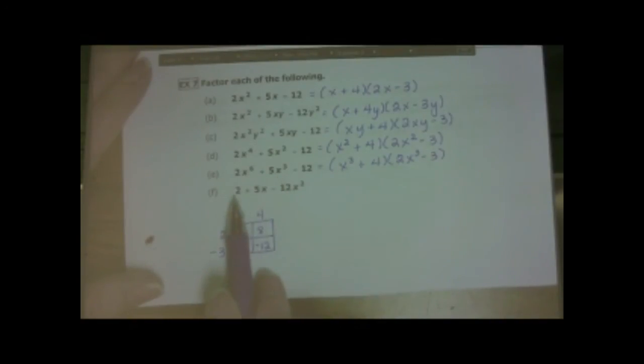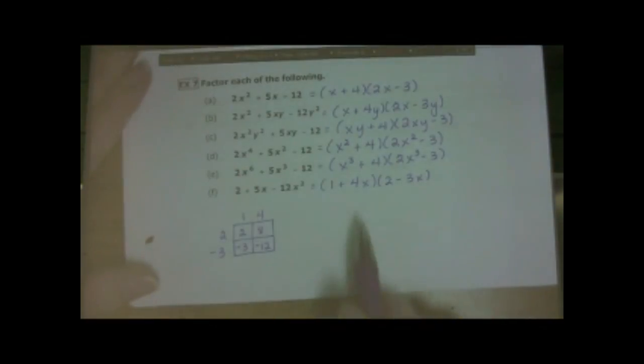This last one has the same exact coefficients, the 2, the 5, and the -12. The only difference is the x squared is at the end instead of at the beginning. So that means when we write our factors, our x is going to go in the last position. So we start here with x plus 4. Well, this is a 1x. So what we're going to have here is 1 plus 4x. The x will go at the end. Here we have 2x minus 3. This will be 2 minus 3x. It's just that the x has moved from the first position to the second position.